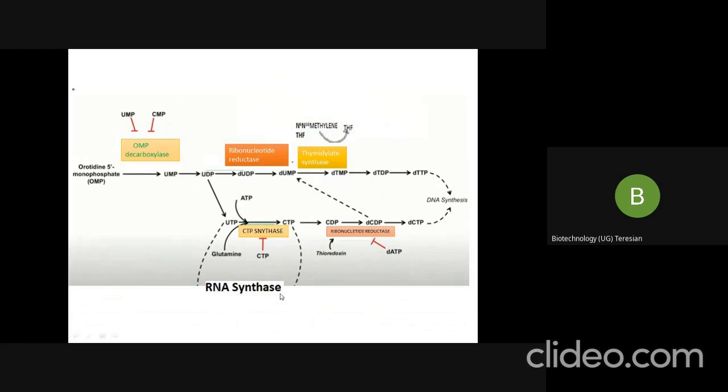So you see that your CTP is then converted to CDP and then deoxycytidine diphosphate in the presence of the enzyme ribonucleotide reductase, and then we can see that getting converted to deoxy TTP and then again entering into your DNA synthesis.